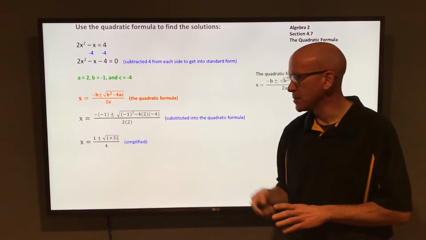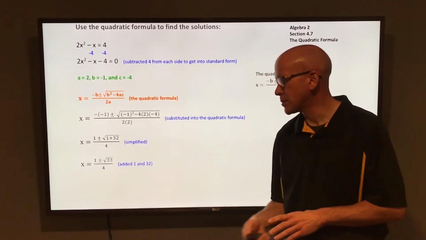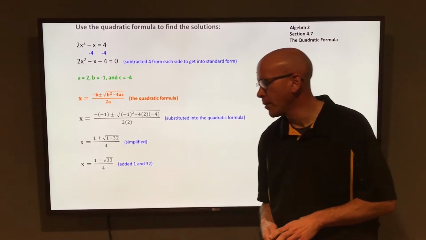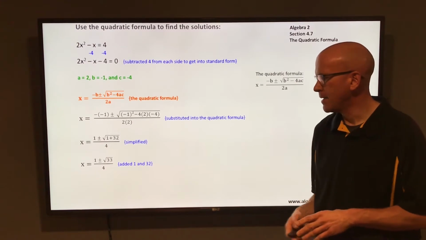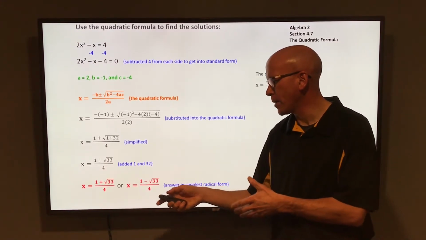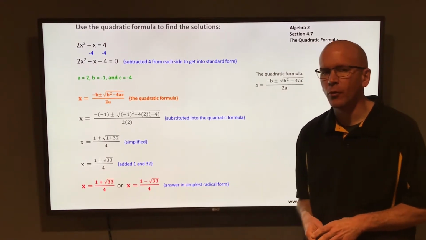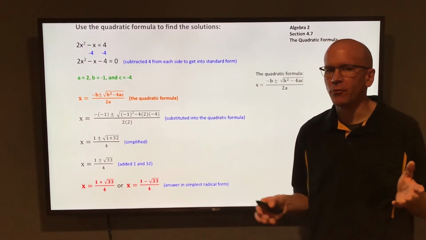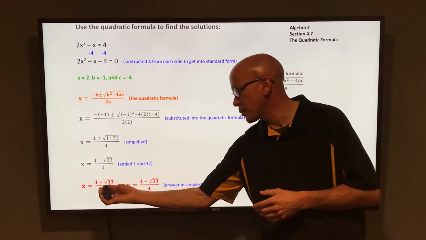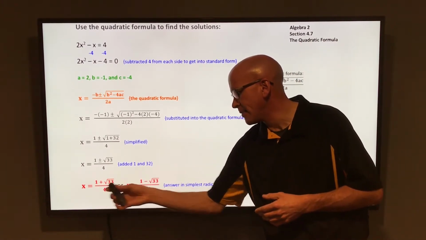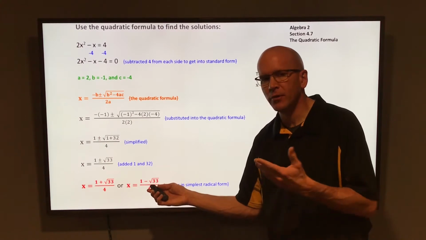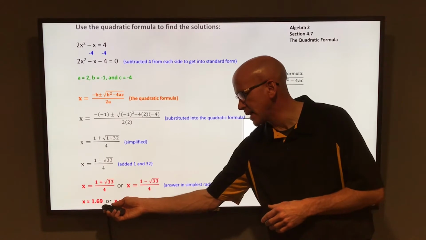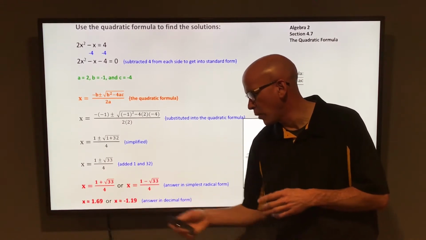Keep working through that. Under the square root sign, 1 plus 32, that is 33. So it'd be x equals 1 plus or minus the square root of 33 all over 4. That's two solutions. You have 1 plus the square root of 33 over 4 and 1 minus the square root of 33 over 4. That is what x equals. That's simplest radical form. If you want to go to decimal form, very easy. Just figure out what the square root of 33 is, take 1 plus that divided by 4, and 1 minus whatever the square root of 33 is, divide that by 4 as well. So it ends up being 1.69 approximately, and negative 1.19.